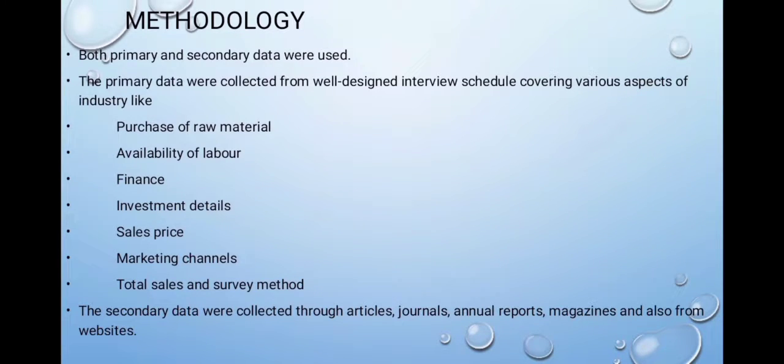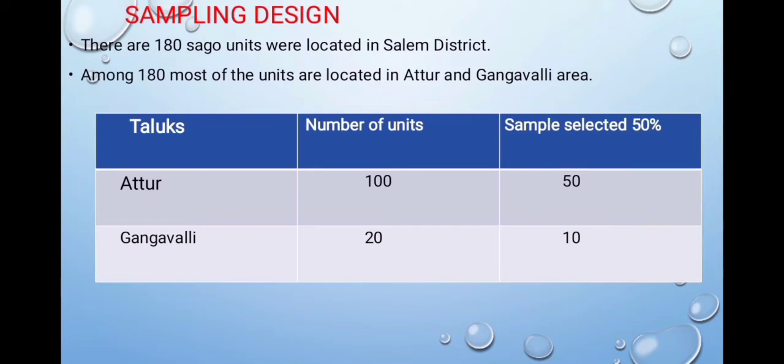Here both primary and secondary data were used. The primary data were collected from a well-designed interview schedule. Various aspects of industries like purchase of raw material, availability of labor, finance, investment details, sales price, marketing channels, total sales and survey method. The secondary data were collected through articles, journals, annual reports, magazines, and also from websites. And the next one is sampling design.